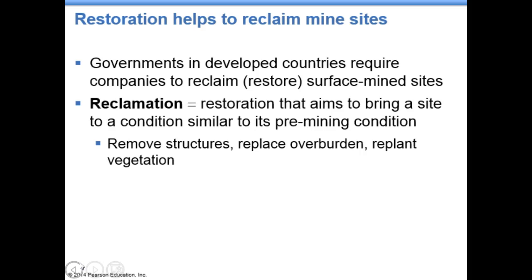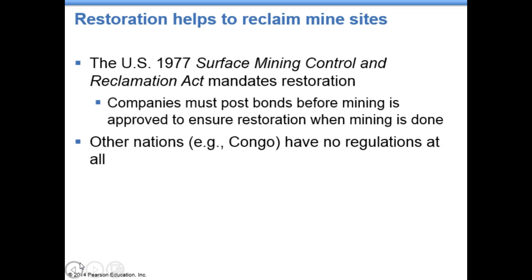Now, companies are required to remove any buildings that they used at the mining sites. They have to replace overburden. If they've dug shafts, they have to fill in the shafts, and they need to replant the area with vegetation. So those are some of the things that are required.